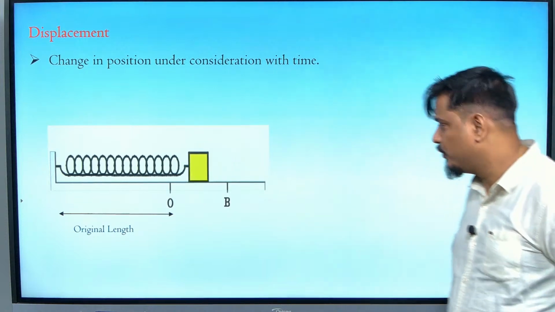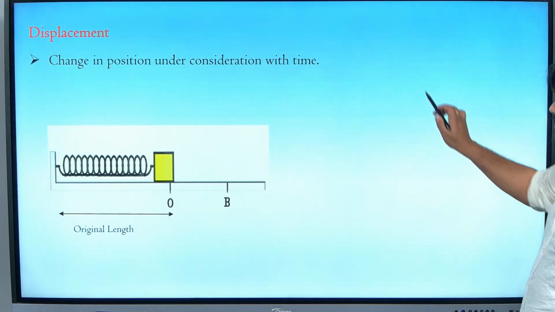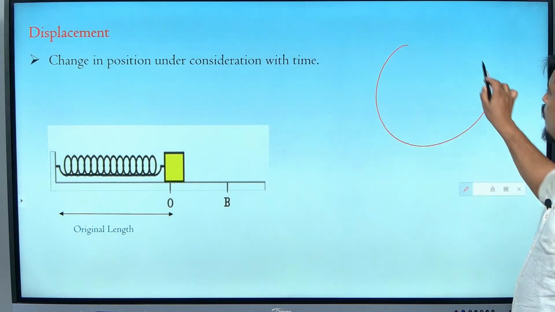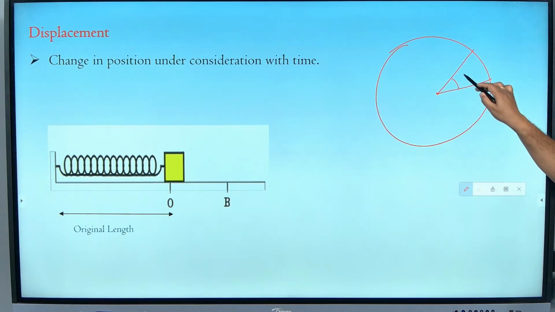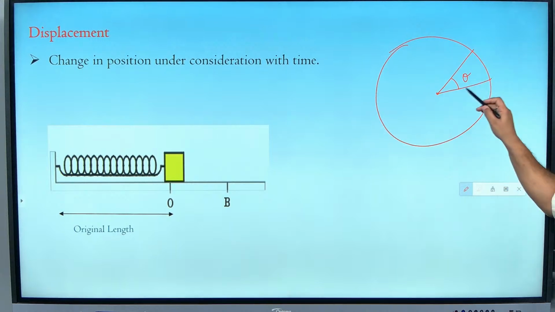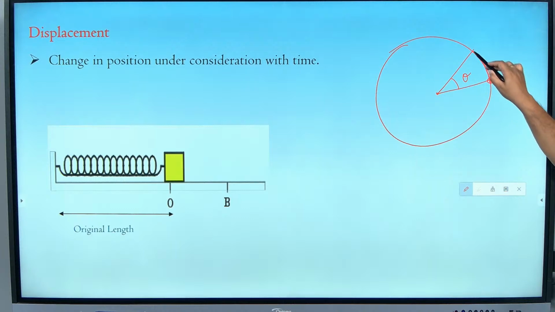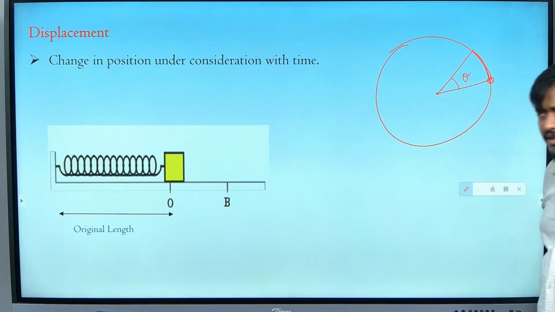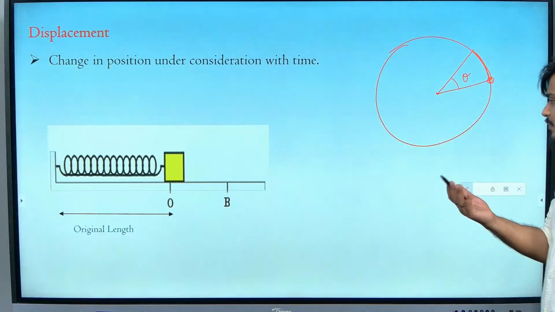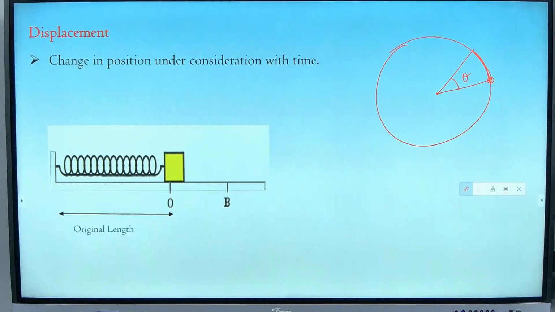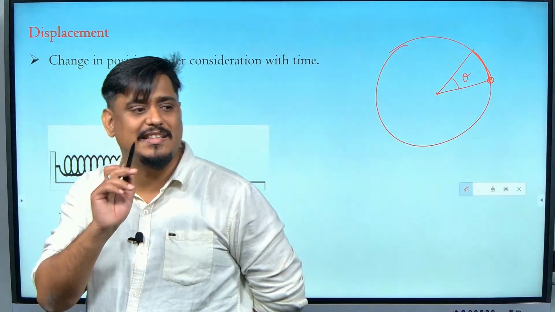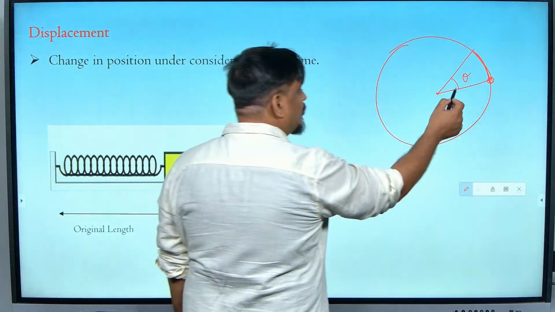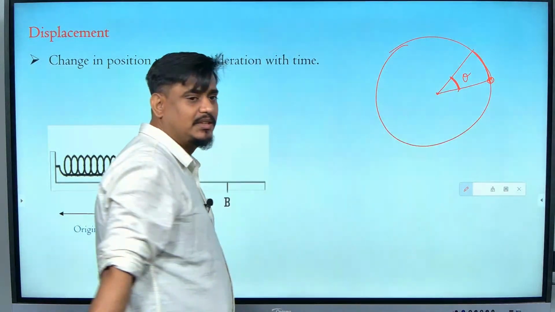So angular displacement, I told you that suppose there is an object which is moving in a circular path, then how much angle it traverses, this angle was called as what? Angular displacement. You remember? This is angular displacement and this will be linear displacement. So displacement is change in position and angular displacement is change in angle. If it is moving in some oscillation or in circular motion, the change in its angular position is called angular displacement, theta.